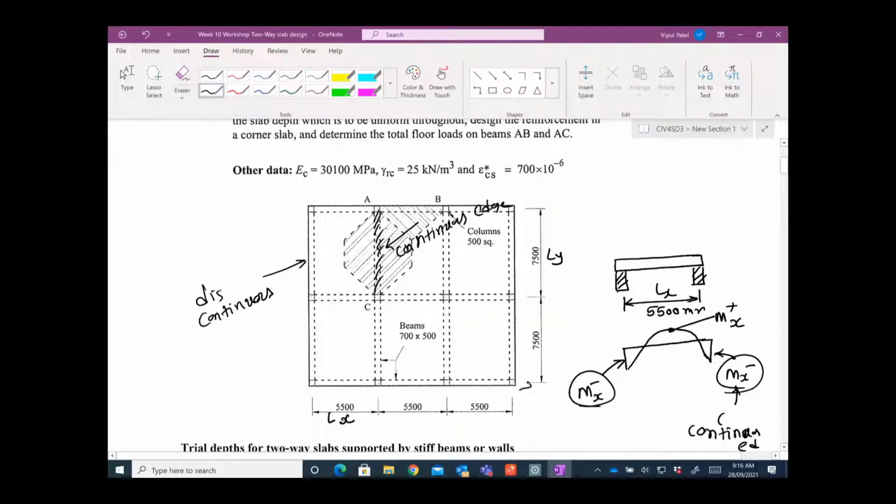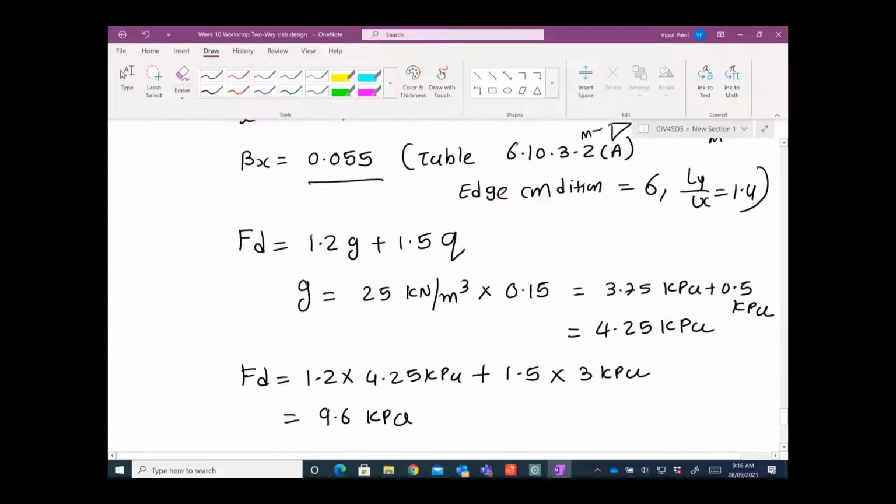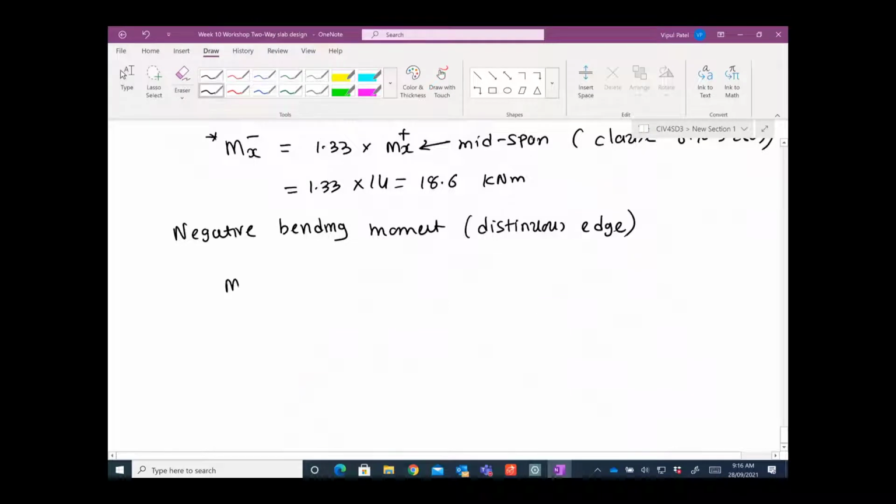This continuous edge, the moment here would be 1.33 m positive. Moment here would be 0.5 m positive, and m positive you can calculate here, right? So that's what is written here in the close. And let's go back and put that detail there. That negative at the discontinuous edge, mx negative equal to, let's say, 0.5 times mx positive, and this is midspan 1. So it is just 0.5 times 14, you get 7 kilonewton meter.